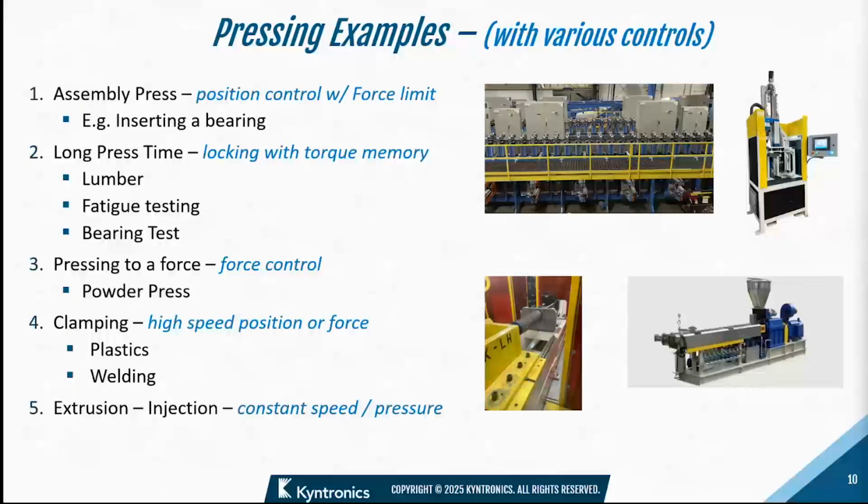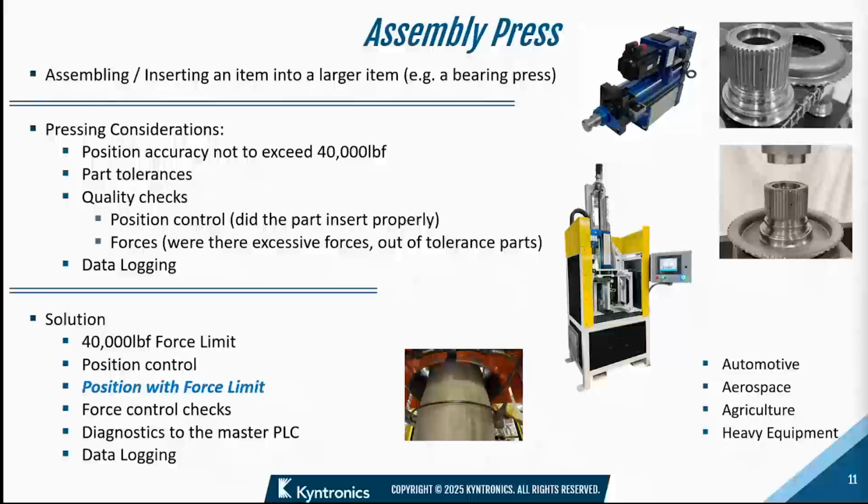So I'm going to go through some pressing examples with various control modes. Assembly presses, position control with force limit, kind of explain what that mode is, locking with torque memory, some long press times, pressing to a force control by itself, and some high-speed position and clamping modes. We'll talk about that. And then another mode is the constant speed with extrusion or injection molding and those sort of things. So the first one's an assembly press.